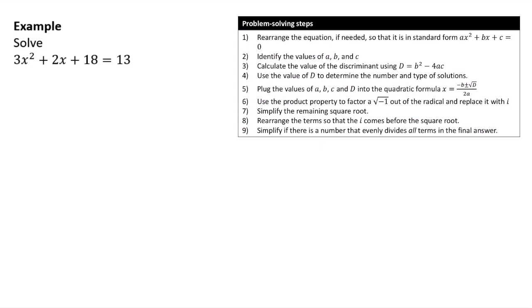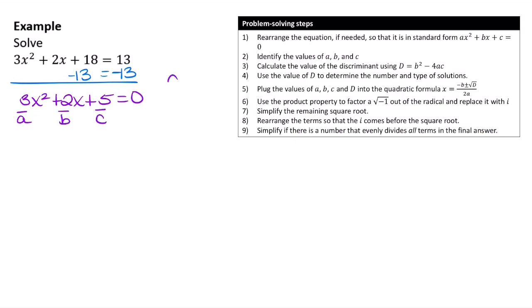So notice that this is not in standard form, so I'm going to go ahead and put it in standard form by subtracting 13 from both sides. So that's going to give me 3x squared plus 2x plus 5 equals 0. So now I can identify the values of a, b, and c. So I have a equals 3, b equals 2, and c equals 5.